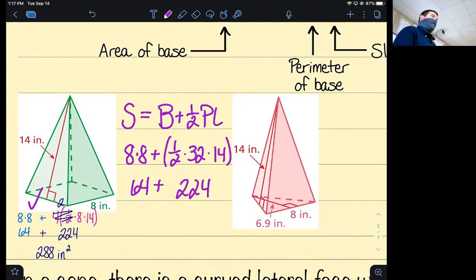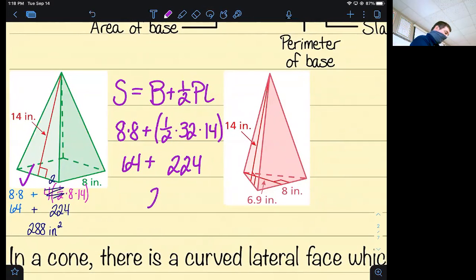I got you good, didn't I, Jimmy? Yeah. He's like, what just happened? Yeah, so I'm going to get the same answer, 288 inches squared. So that works.